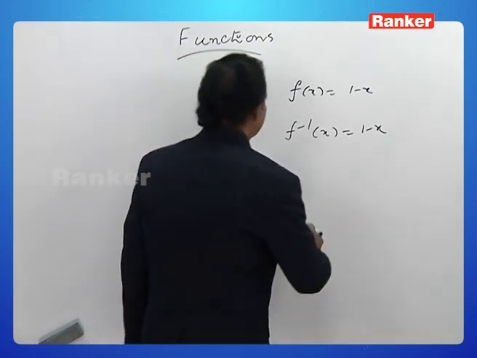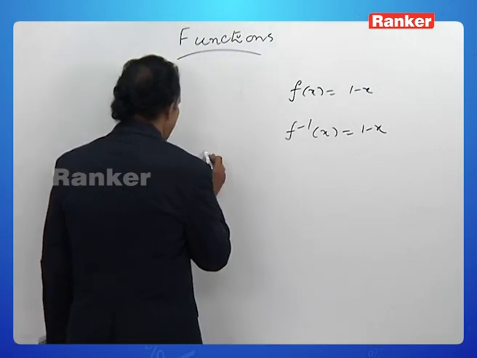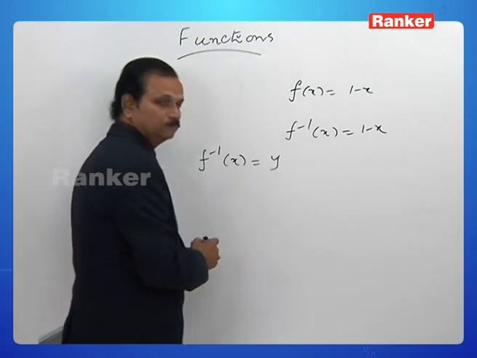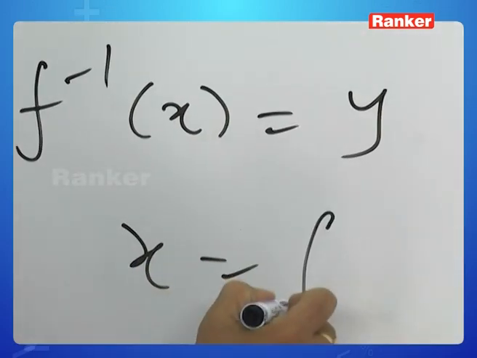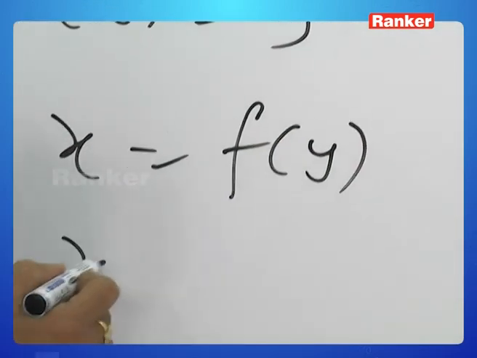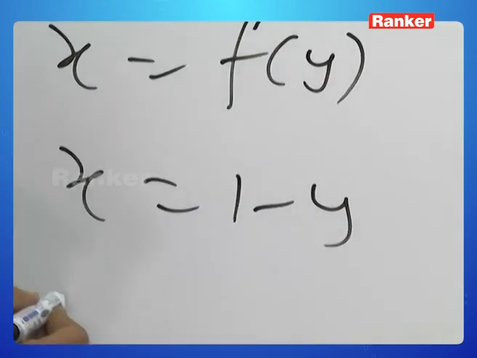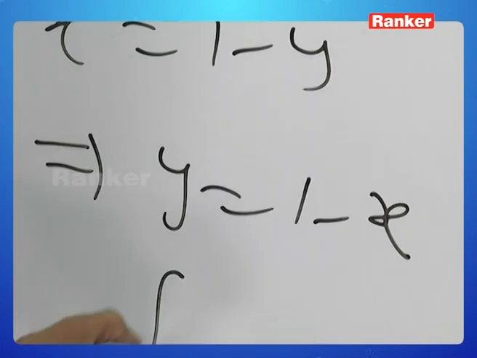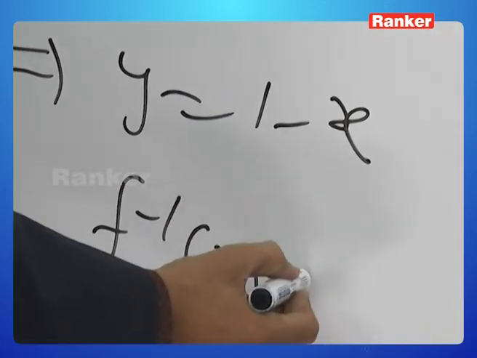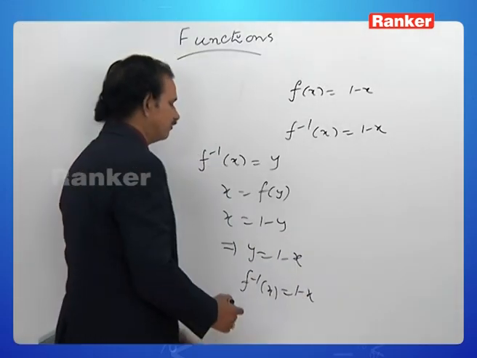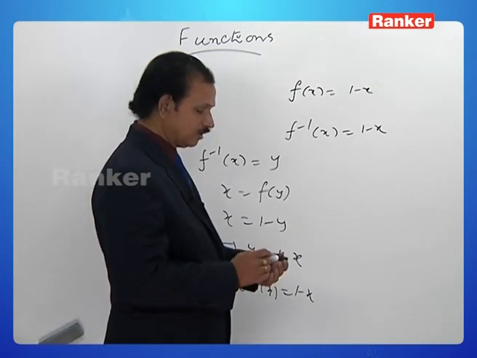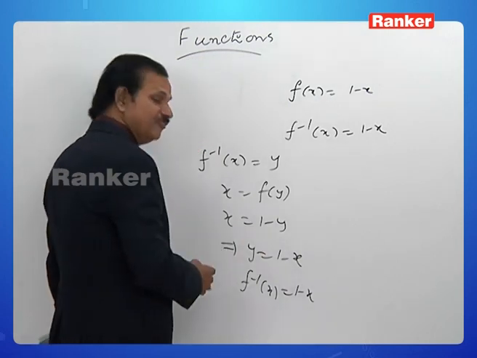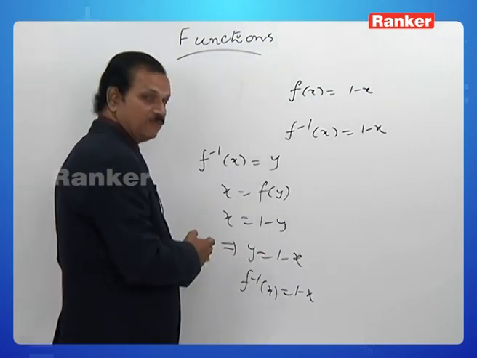Even if you want to have the proof of this one, we do not know f inverse x. Let f inverse of x be equal to y. Then x is equal to f of y. Then x is equal to 1 minus y, which implies y is equal to 1 minus x. Y is nothing but f inverse of x, which is equal to 1 minus x. Therefore, f inverse is equal to f. Therefore, f is self-invertible.